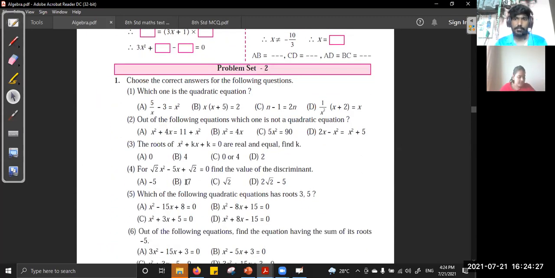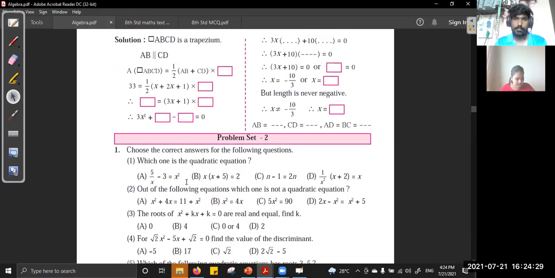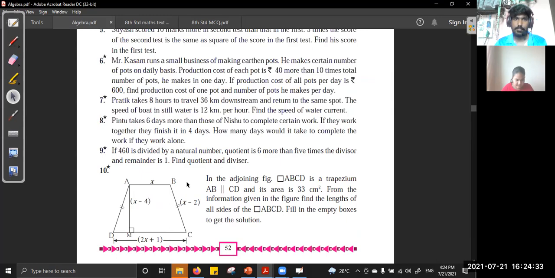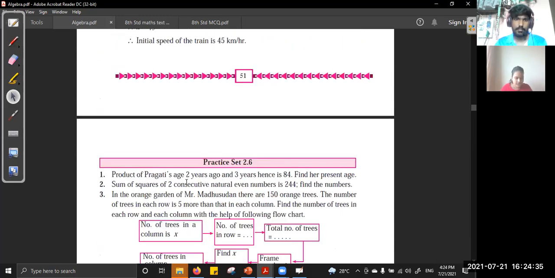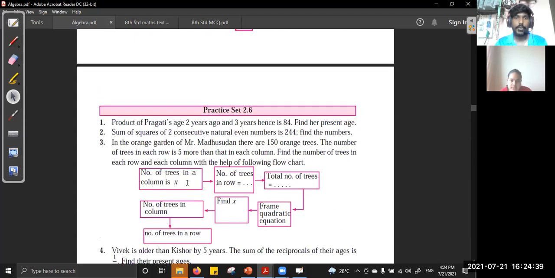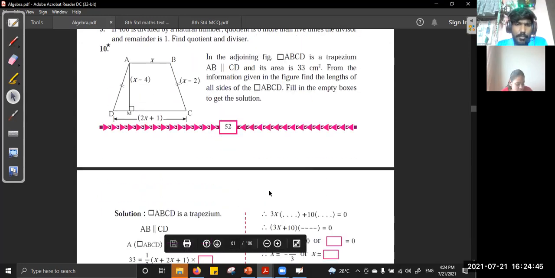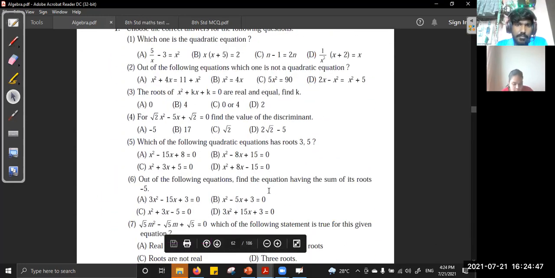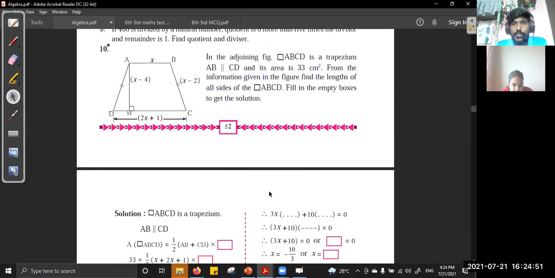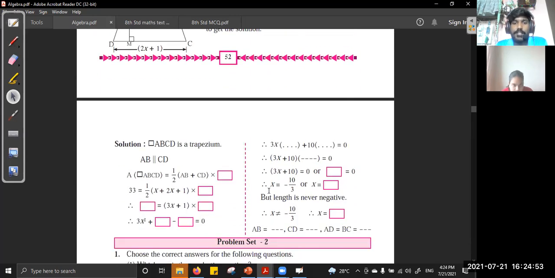We did not do the activity on pages 52 and 53 before going to the problem set. Page 52 is for problem sums, and 53 is also application. Both are application, and they are part of the exercise.